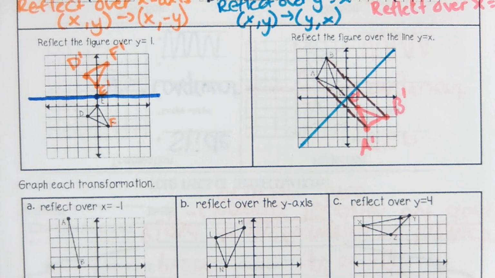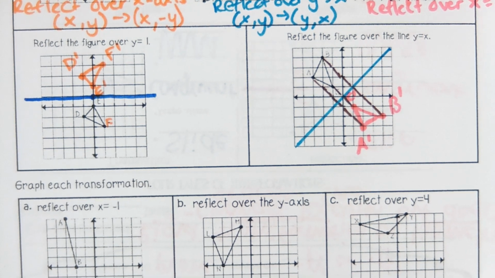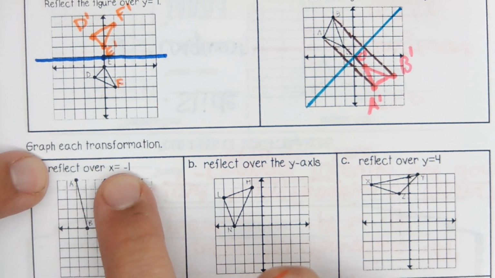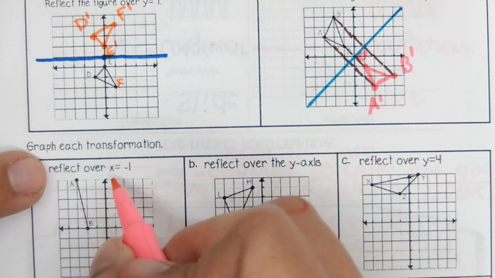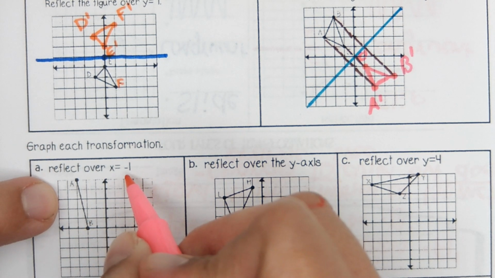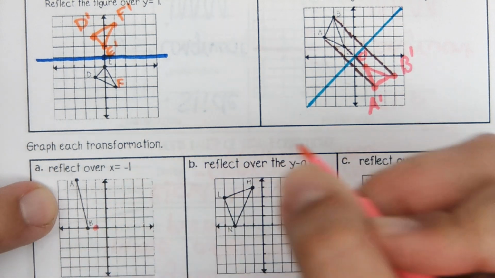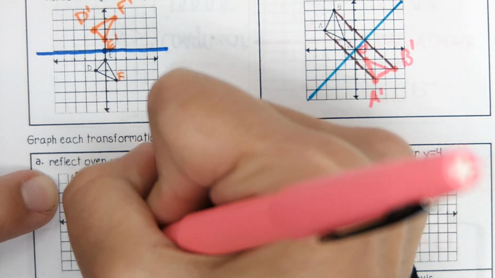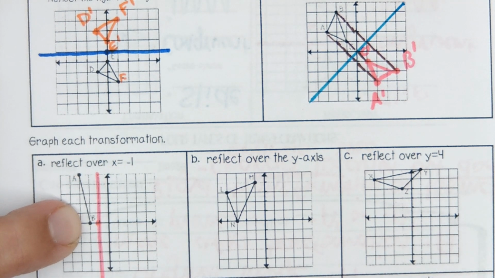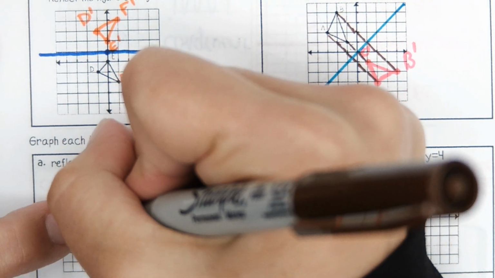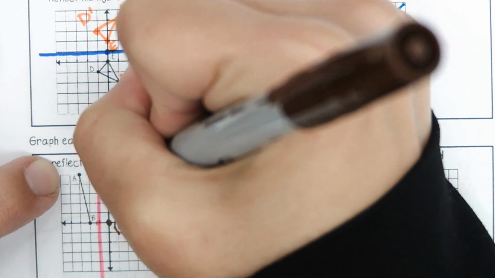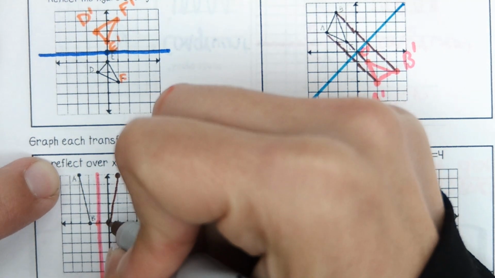Okay, nothing new. Now we're just practicing that down here. So graph each transformation and it tells you what to reflect over. So reflect this over the line x equals -1. So determine where x equals -1. Draw a line. And then reflect the shape over it. So B right here is 1 unit away. So B prime would be right here. 2 units this way, A prime. Connect your dots.